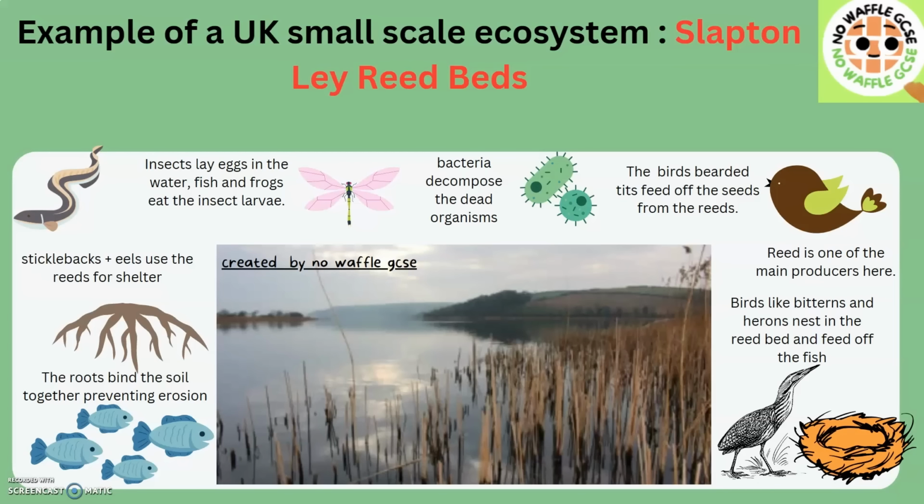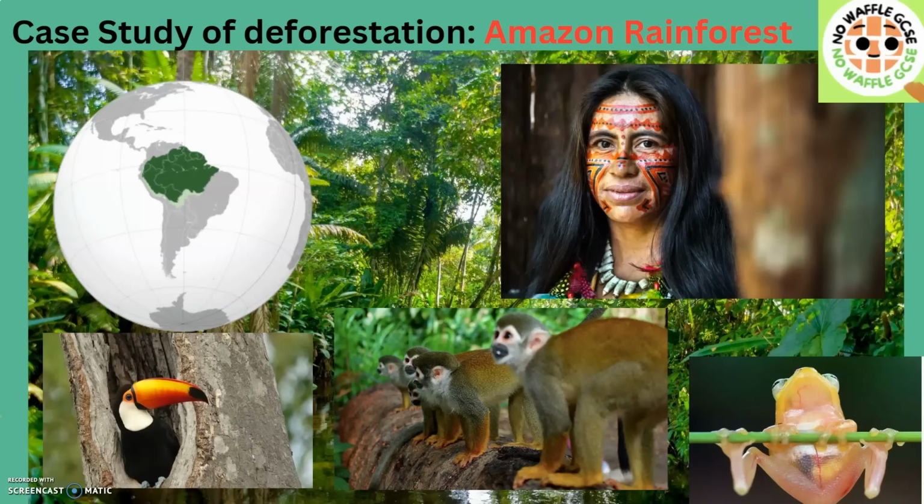In terms of anything else you need to know for this ecosystem, you may be asked to expand on your understanding of what producers are, what consumers are, what decomposers are, and what nutrient cycling is. So how the nutrients begin from the producers and then the bacteria decompose them, putting them back into the soil. But let's now move on to the case study.